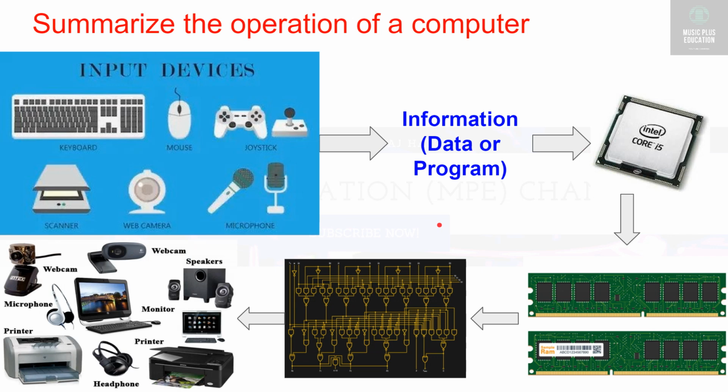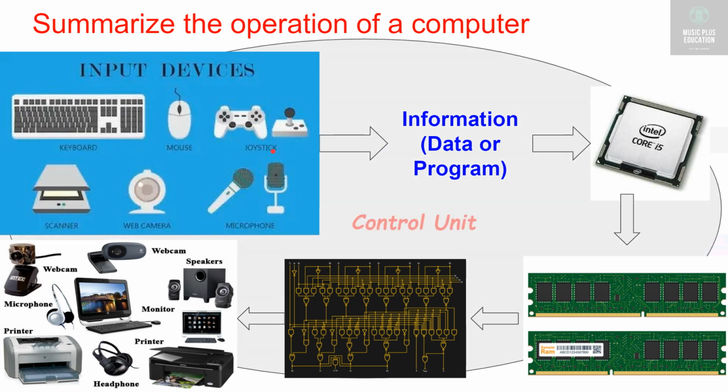What are the output devices? Output unit: printer, microphone, webcam, headphone, speakers. These are output devices. This entire operation is controlled by the control unit of a computer.